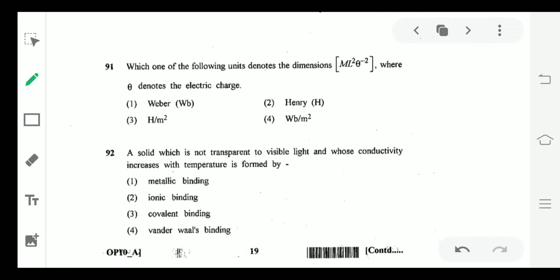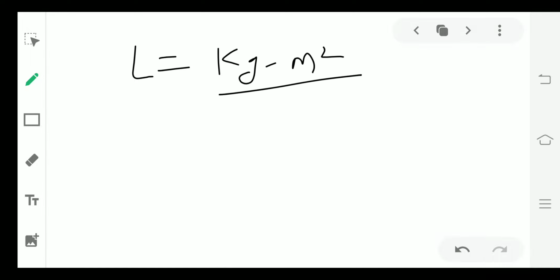Which one of the following units denotes the dimensions? Here theta is the electric charge. These are the dimensions of Henry. 1 Henry is the unit of electrical inductance. You can write it clearly here. The SI unit of electrical inductance is kg meter square per ampere square per second square.